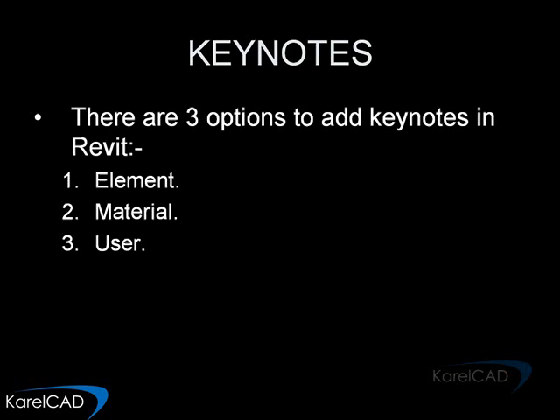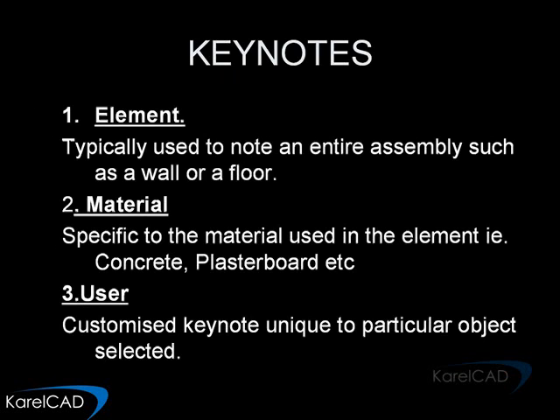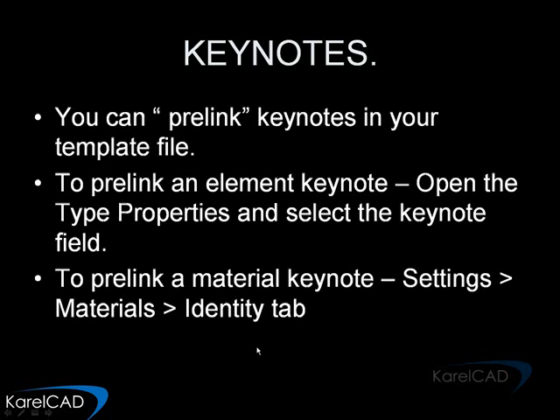There's three options to add keynotes in Revit: element, material, and user. Element is typically used to note an entire assembly, such as a wall or a floor. Material is specific to the material used in the element, for instance, concrete or plasterboard. And user is a customized keynote, which is unique to the particular object selected.